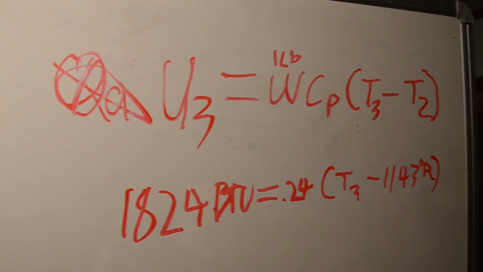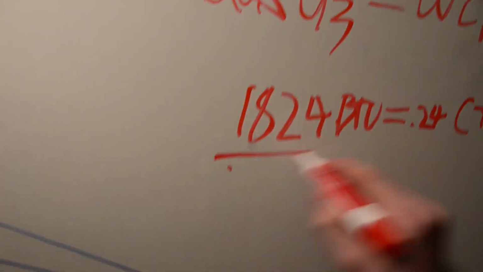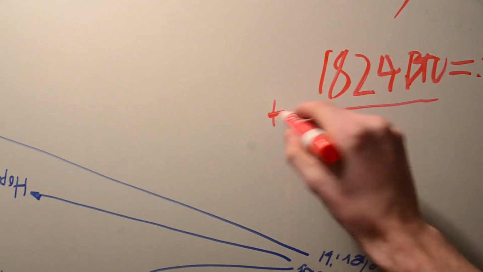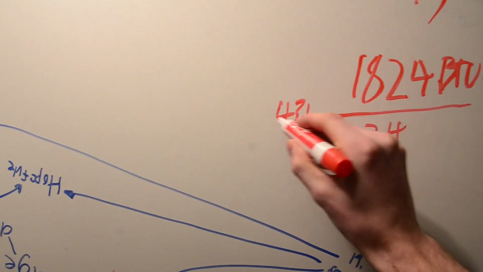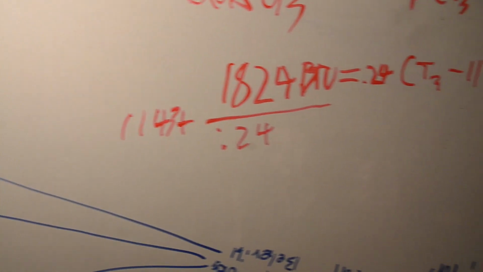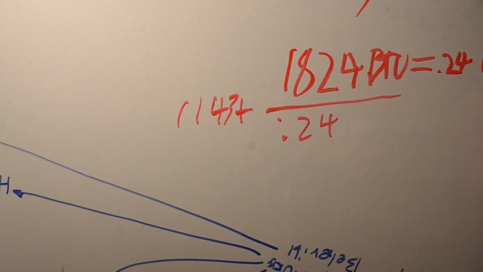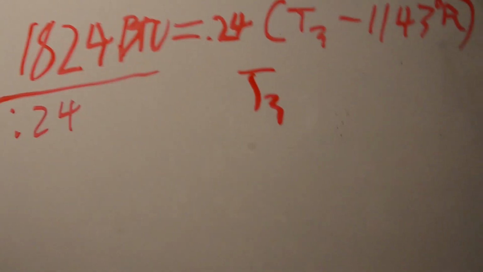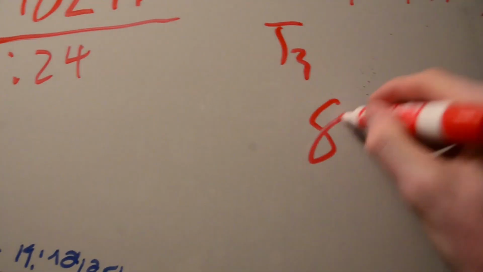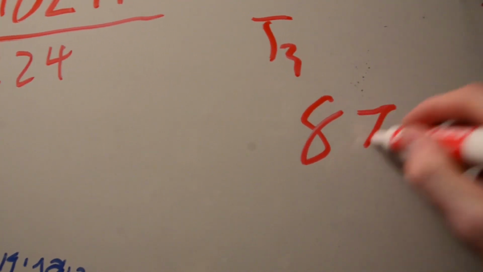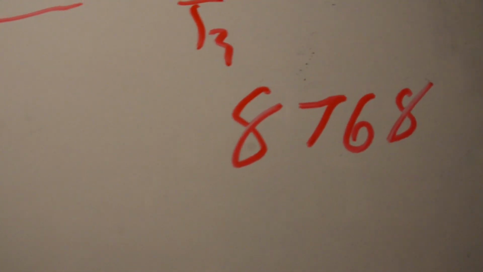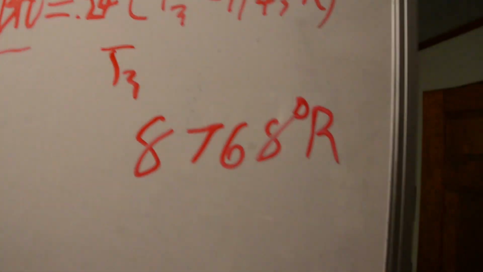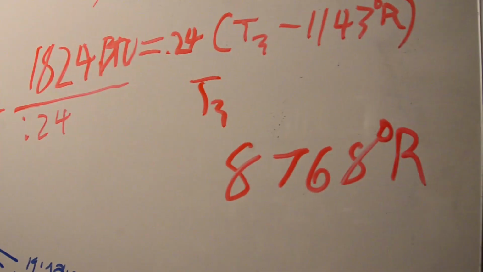Alright, it's nice and simple. Do some cross multiplication. This is 0.24 plus 4311, and that should equal T3. Now, this worked, sort of, because it put out a temperature of 8,768 Rankine, or something close to that. Which, okay, that makes sense. That's much higher than the tabulated data.